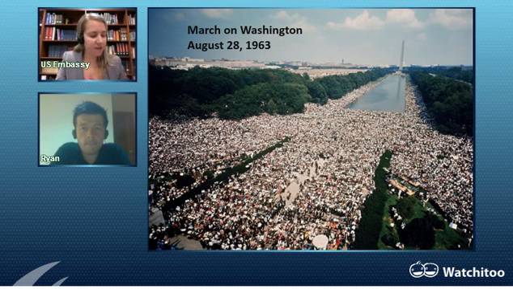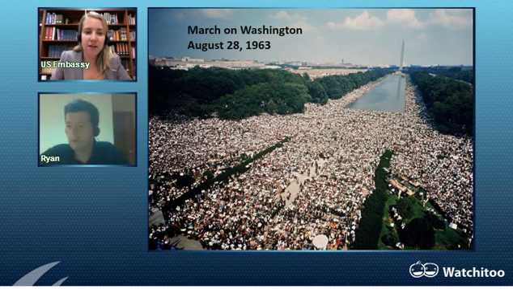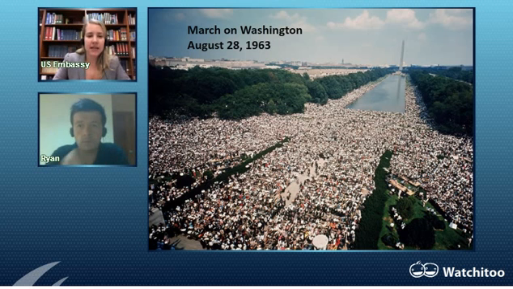I love this picture here. This picture comes from 1963, and it is a scene overlooking the National Mall and the Washington Monument in Washington, D.C. And this shows you a picture of the people gathered for the March on Washington, which was about 250,000 people that gathered for this march, the formal name of which was the March on Washington for Jobs and Freedom.